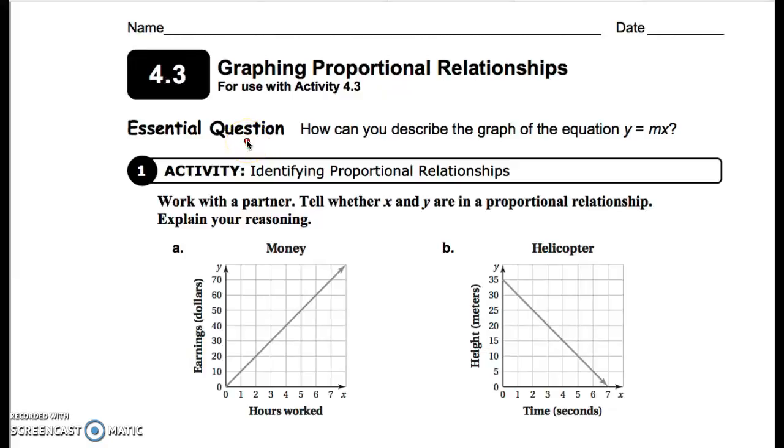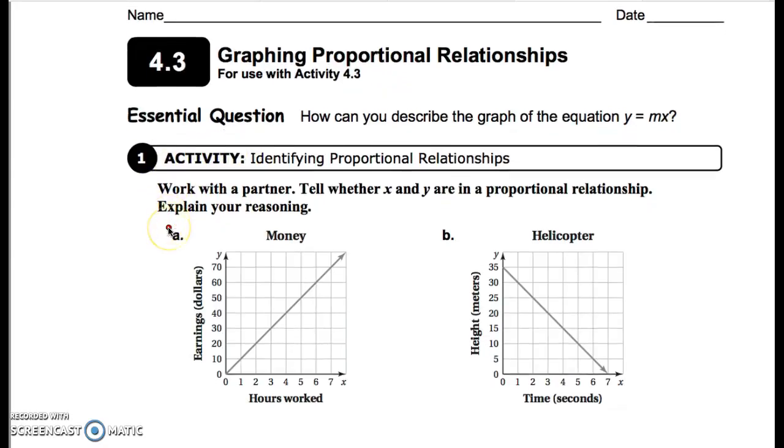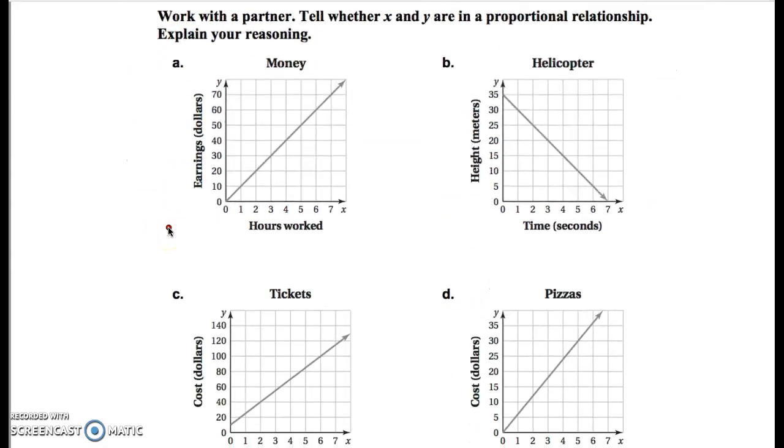All right, in this video, we're going to be looking at graphing proportional relationships. So we've already kind of reviewed what it means for something to be proportional. So let's do a quick little review of that, looking at these graphs for activity 1. It says, tell whether x and y are in a proportional relationship and explain your reasoning.